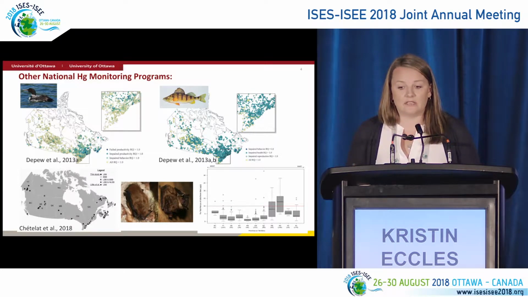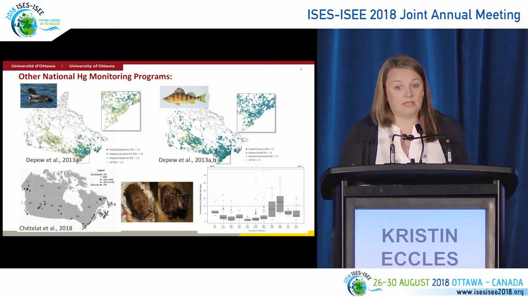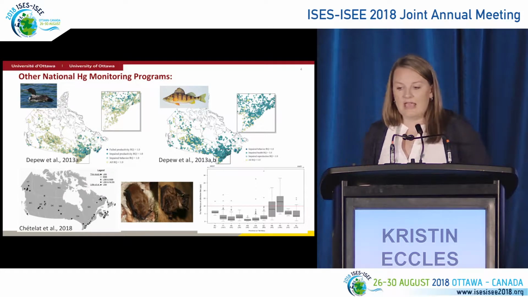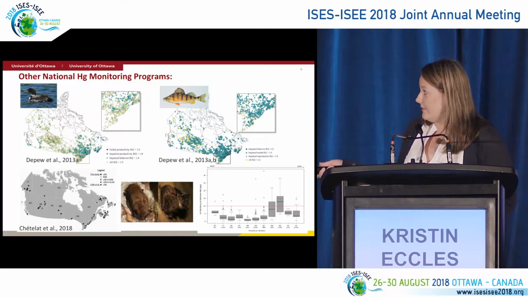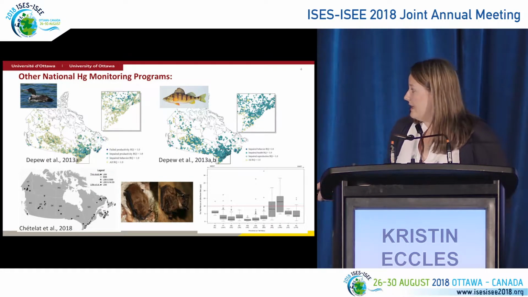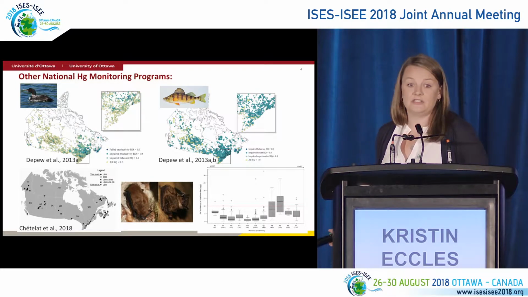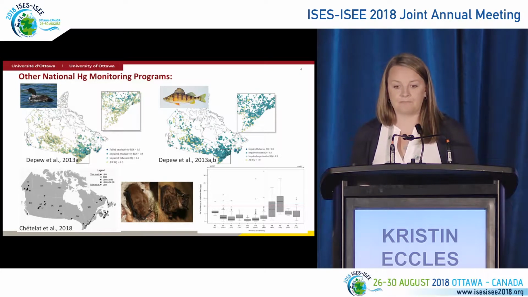More recently, there was also a study by Chatelet et al. looking at little brown bats and big brown bats, particularly the fur of these bats. And we can see a similar trend if you look at the box plot here. Nova Scotia and New Brunswick have higher concentrations or higher exposures compared to Western Canada.